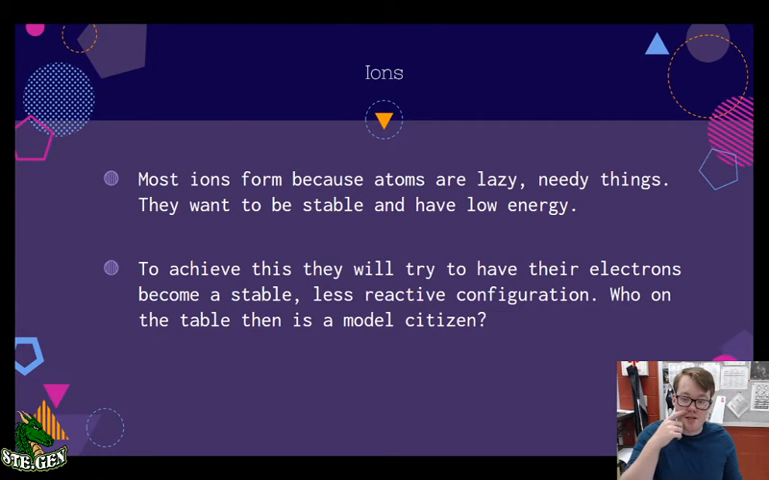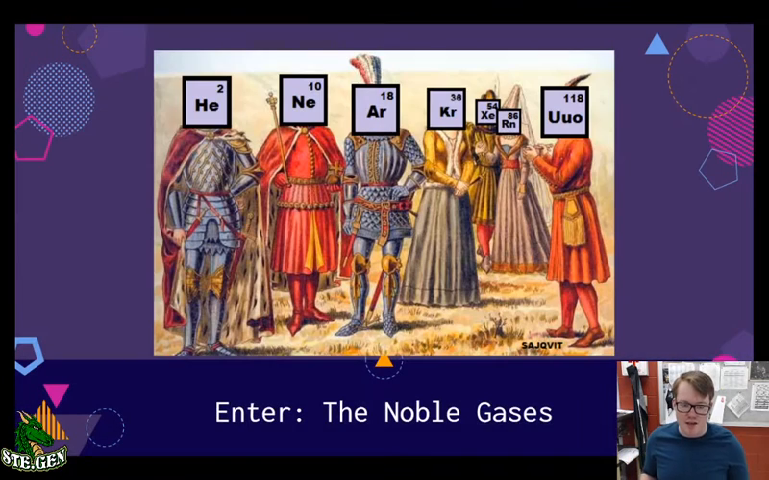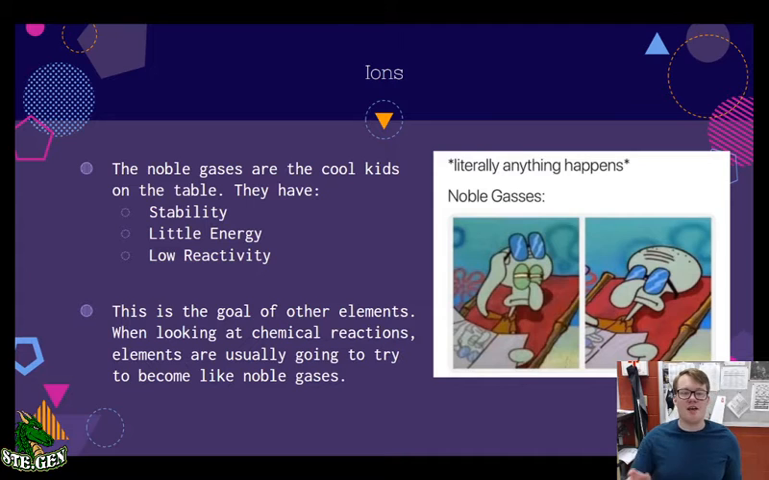So to achieve this, they're going to try to have their electrons become stable, in a less reactive configuration. So who on the table would they want to be like? Who is the model citizen? Enter the noble gases. Now, I have UUO. I guess technically now we know it's Og, oganesson, or whatever it's called. But the noble gases are the cool kids of the table. They are stable. They have low energy. They are low reactive. If literally anything happens, the noble gases do not care. They're not here for that.